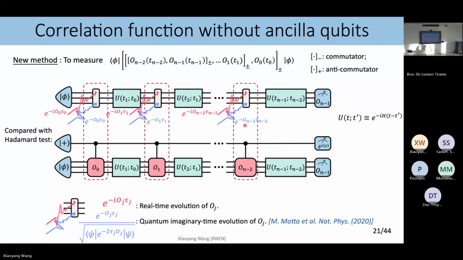And compared with the original Hadamard test method, we find we just replace the original control operation with this real or imaginary evolution pulse, so that we can eliminate this control operation and the ancillary qubit.